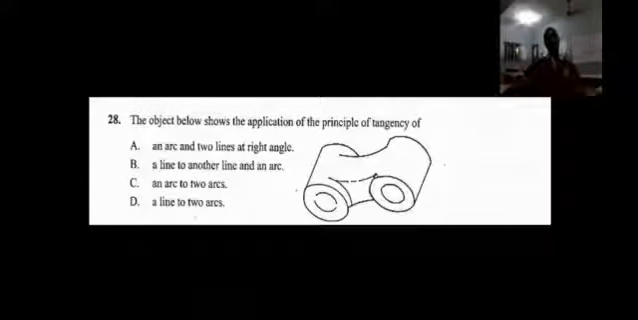Question 28. The object below shows the application of the principle of tangency of arcs. I think it can be very tricky. These are those tricky questions you have here. The answer is C, an arc to two arcs. It is an arc, one here, and then two arcs here and here. If you are not careful, you'll be confused because of the many tricky circles curved here and there. Circle is not mentioned in any of these options, so look out for the arc. We have two arcs, 1, 2, and then another arc. The answer is C. Are you getting it? The correct answer is C.